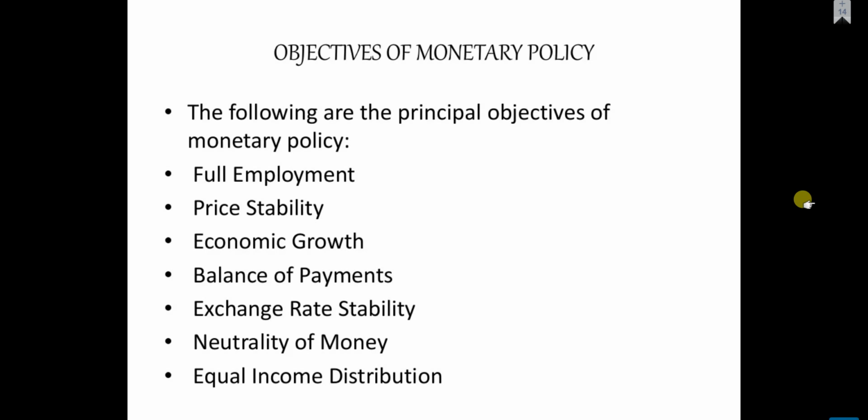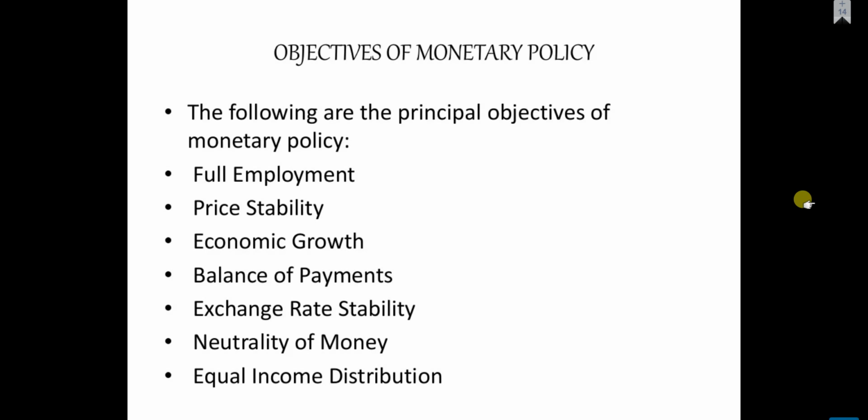The second objective of monetary policy is price stability. One of the policy objectives of monetary policy is to stabilize the price level. Both economists favor this policy because fluctuations in price bring uncertainty and instability to the economy.